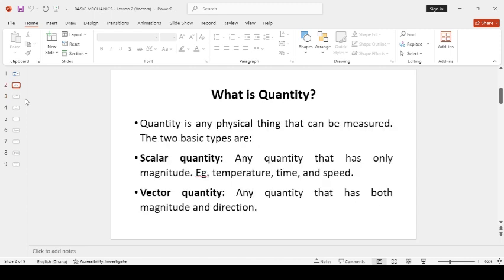For examples of the vector quantity, we have acceleration. Acceleration has both magnitude and direction. We also have force. Force has both magnitude and direction. So those are examples of some of the vector quantities.